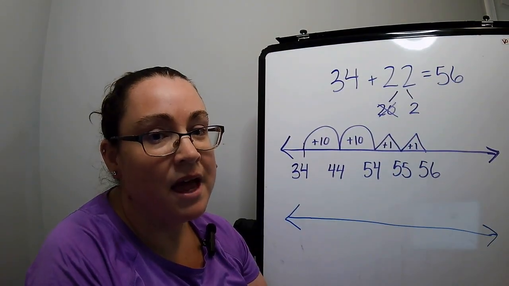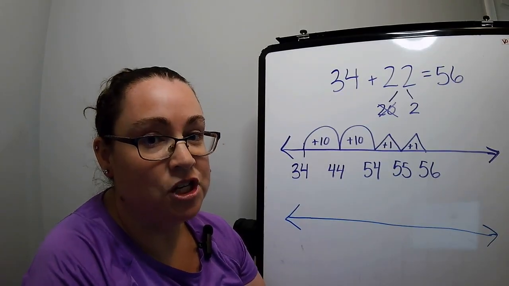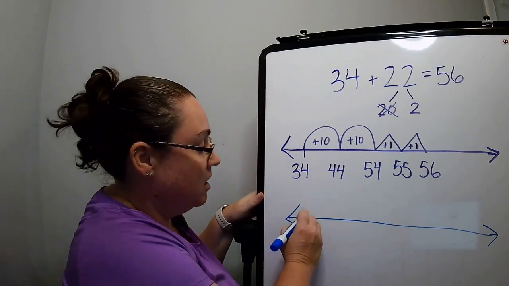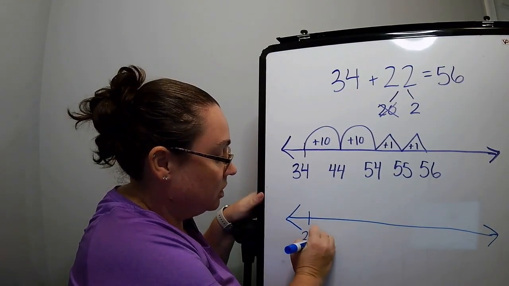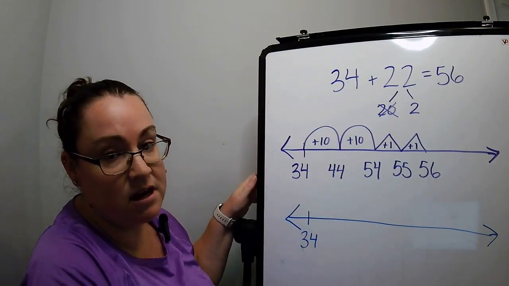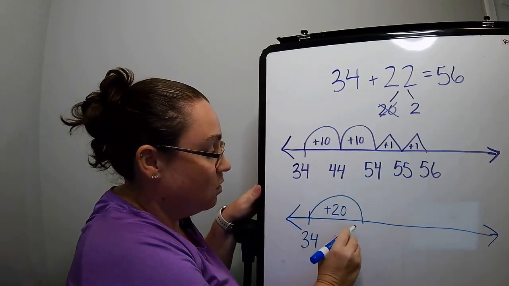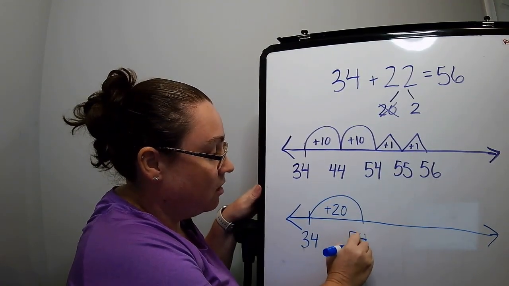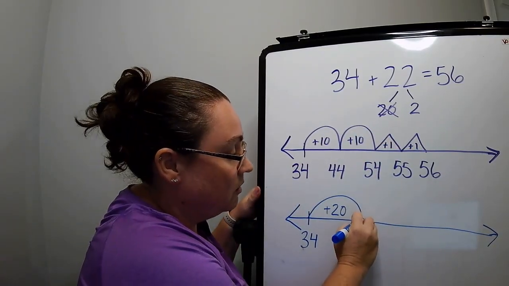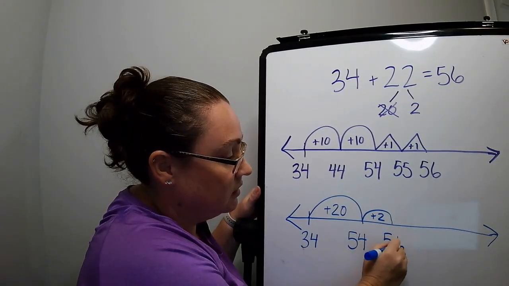One thing that I really like about the number line strategy is that it lends itself to differentiation. So let's say you have some advanced students solving the same problem. They would start with 34, just like we did up here, but instead of jumping 2 groups of 10, they might jump a group of 20. 34 plus 20 is 54. And then instead of jumping the groups of ones, they would jump plus 2. 54 plus 2 is 56.